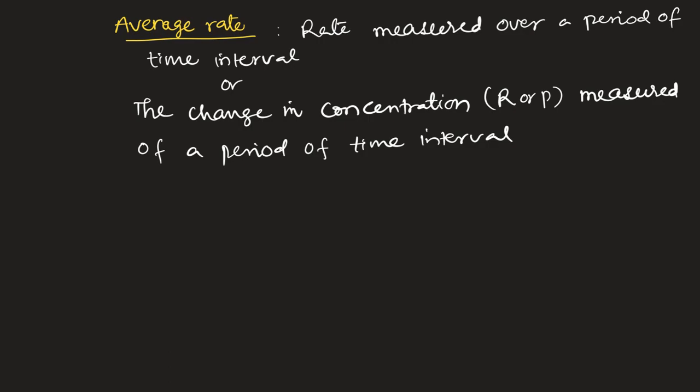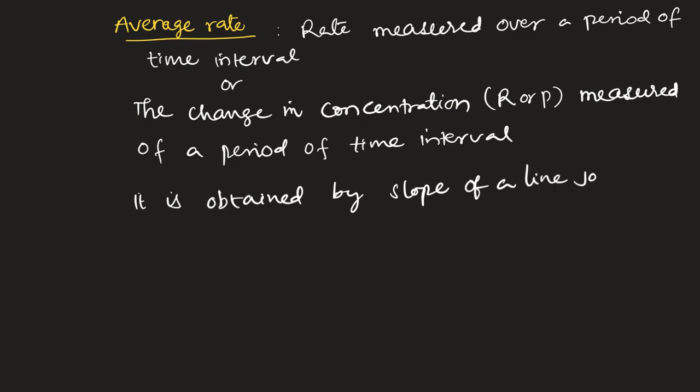How to get this average rate? It is obtained by slope of a line joining two points along the curve. That is called average rate.